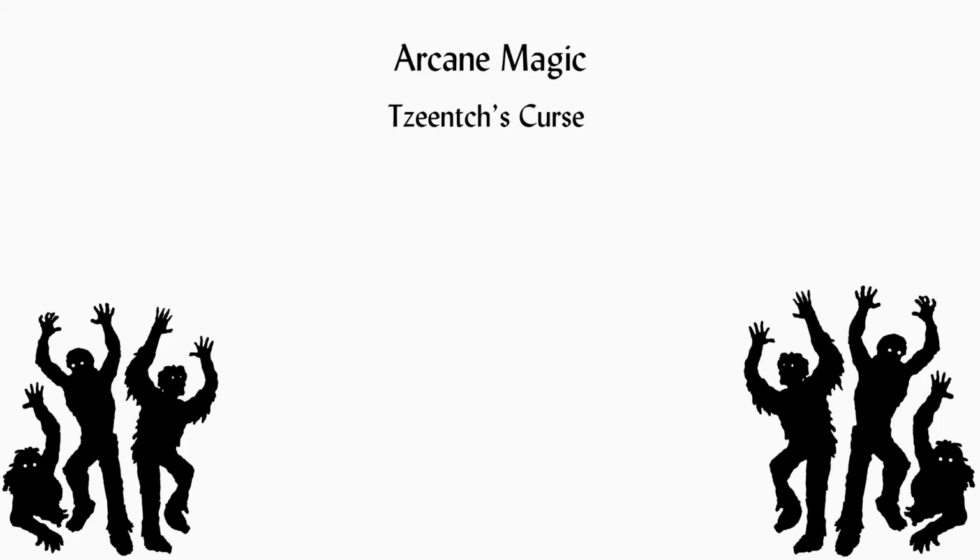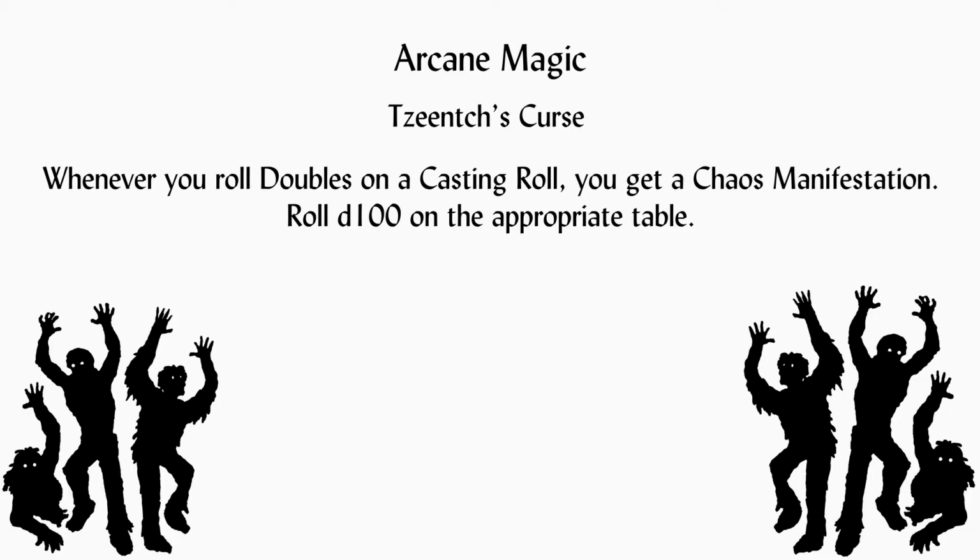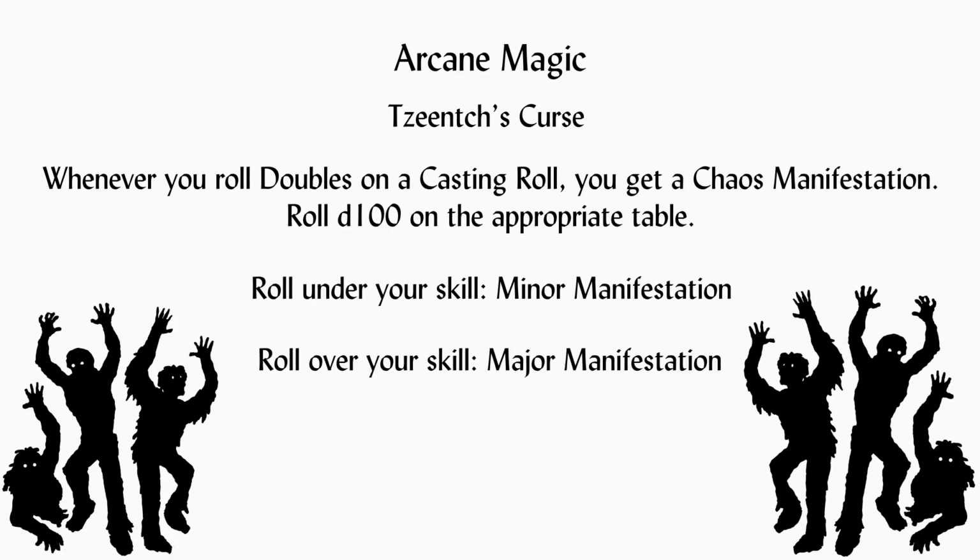Bending the raw forces of chaos to your will isn't all flowers and ponies. Sometimes chaos bends back. Anytime you roll a doubles on a casting roll, chaos takes the opportunity to manifest in the mortal realm. If the roll was under your skill, the chaos manifestation is minor. If the roll was over your skill, the manifestation is major. If you manage to roll a 100, the manifestation is catastrophic.